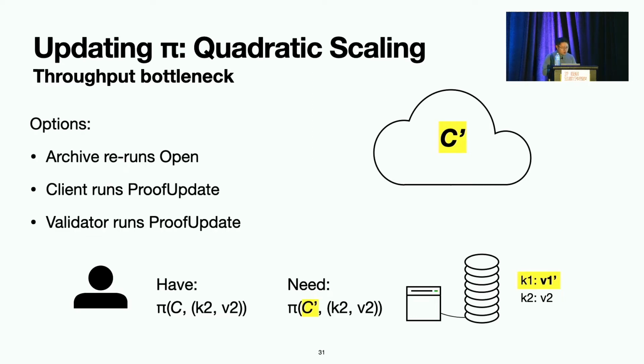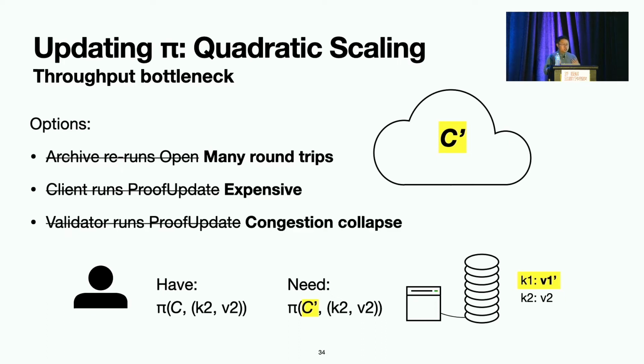Specifically, we can consider 3 different options. We can have the archive rerun open when the proof is outdated, or the client or validator run proof update. If the archive reruns open, then the client needs to send a new request to the archive on every update to the state, and this will add many additional round trips. If it's the client's job to maintain the freshness of the proof, then the clients need to hear all the updates, and this can be very expensive for a client that might be resource constrained.